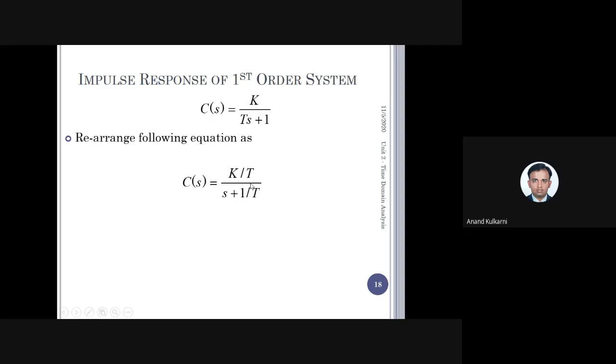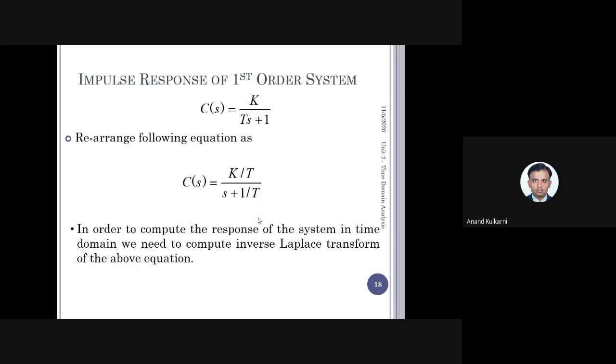So this becomes KT divided by S plus 1 upon T. That is, K by T divided by S plus 1 upon T. So now S doesn't have any coefficient, which means it has a coefficient of 1 only. This is called bringing into a standard form, because unless you bring it into a standard form, you cannot take the inverse Laplace. After that, you have to take the inverse Laplace transform.